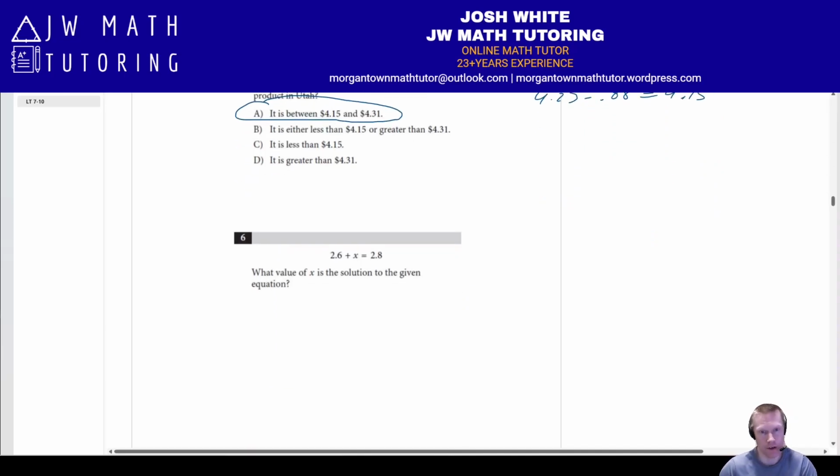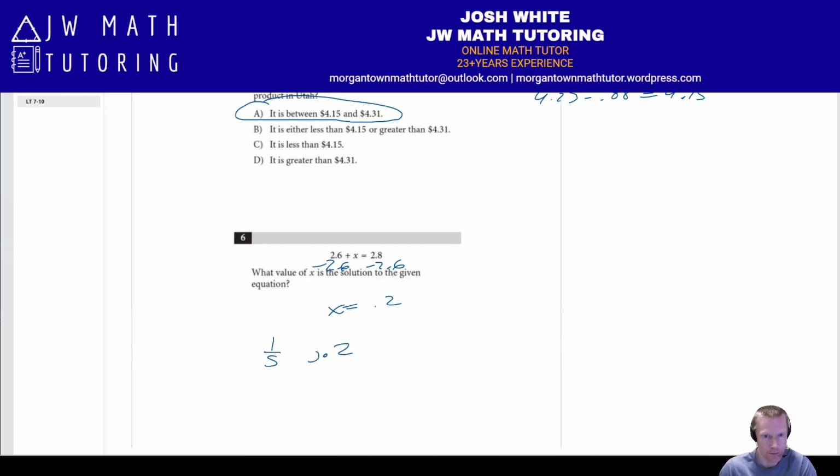Next up, number 6, you have a very simple basic equation to solve. We're just going to subtract 2.6 on both sides, and you will get 0.2. There are technically multiple ways you could enter this in the test. You could do 1/5 as a fraction, or you could just type in 0.2. All of these would be considered correct. You can also solve this in Desmos, but hopefully you don't need to: just type the equation and you'll see a vertical line at 0.2. Because this is such a basic equation, I'm not going to spend time demonstrating that here. We'll look to do that on other equations.